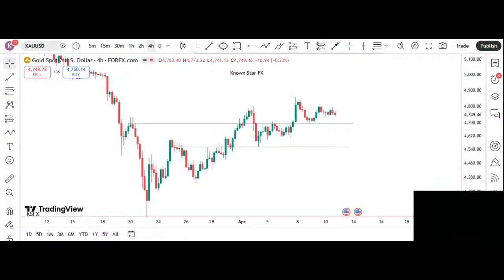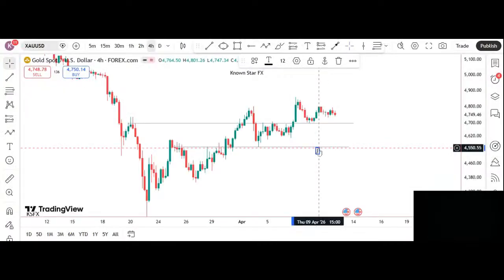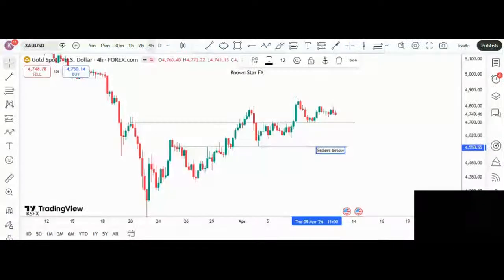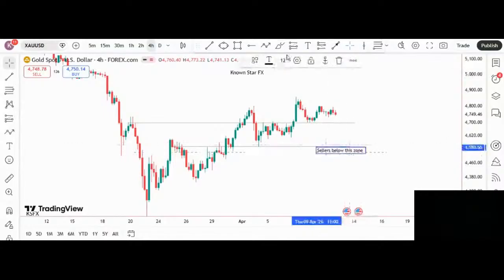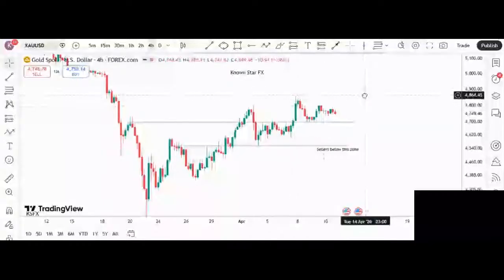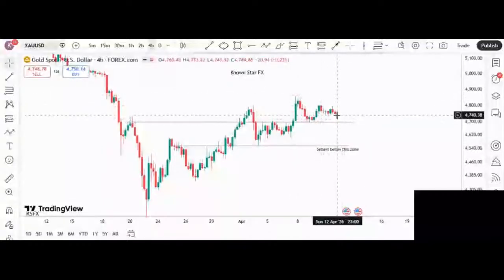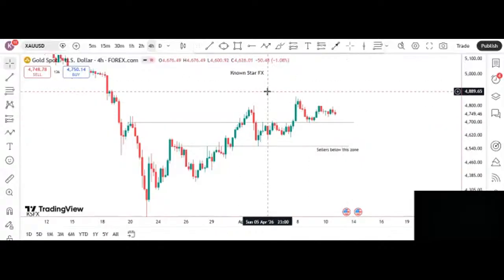4,557.4. So let me just mark that out on the chart. So we have sellers below this zone, right? We have sellers below this zone, and then at the same time, we have a lot of buyers here. Meaning that anything from here, we can get some real buying move.